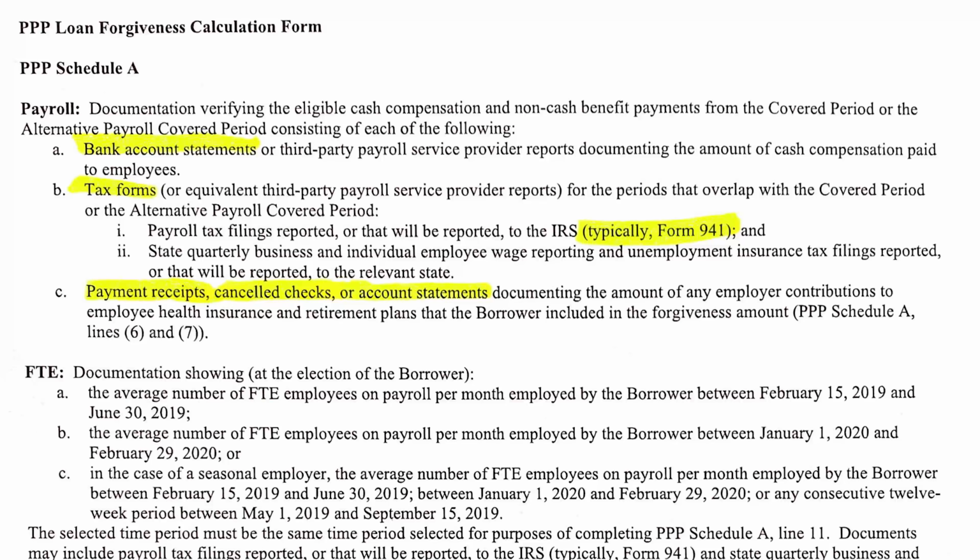And if we jump over to page 10, we can see that all the documents, wherever you're pulling this information, you can see I highlighted it there. Bank account statements, tax forms, 941s, your payroll documents, the payment receipts, canceled checks or account statements, all the same stuff in the beginning where you're applying for this loan application. You're going to need to pull that information for getting the forgiveness. So if you have utility bills, telephone bills, all that stuff, you're going to want to pull that documentation so you can give it to the lender.